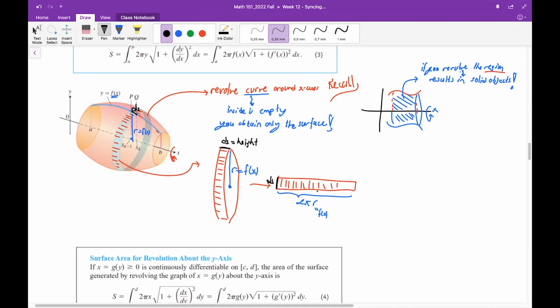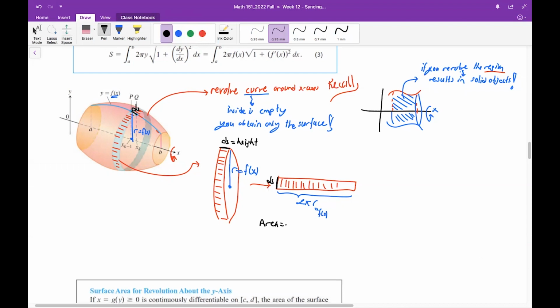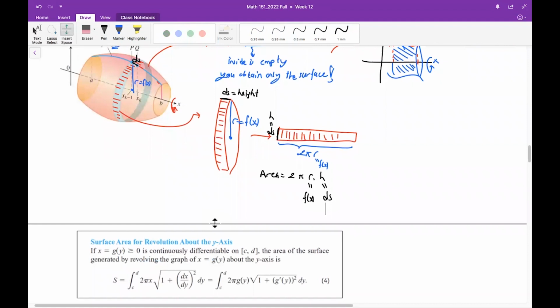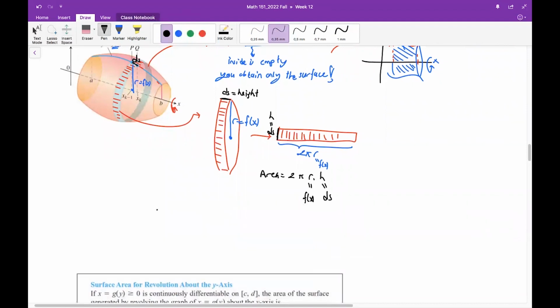So that's why the area of this strip is given by, obviously, the area of this rectangle, which you denote like 2 pi r ds, or you can just write 2 pi r times the height. So r is given by the curve, and the height here is given by the sub-segment of your curve. So it is just ds. Okay, then I think we are ready to state the surface area formula.